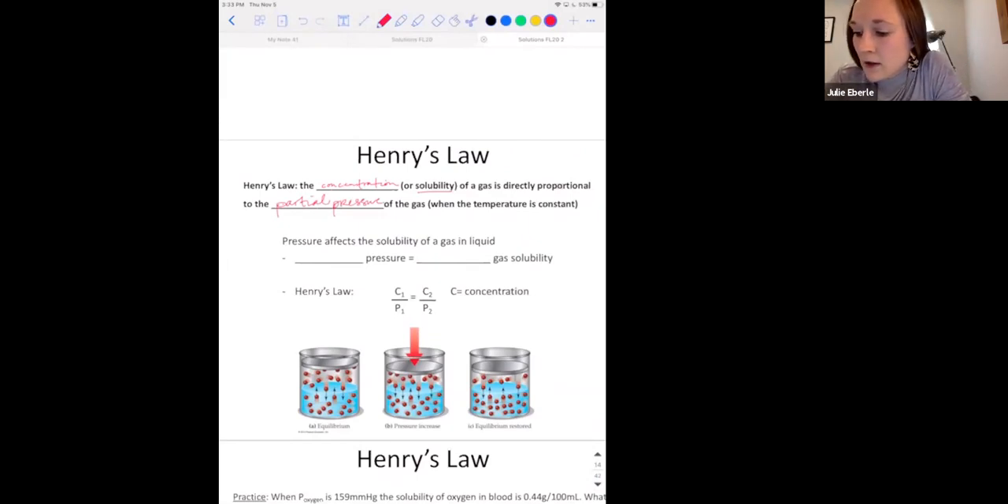So pressure essentially can affect solubility. Increasing pressure can increase the solubility of the gas. The more the pressure, the more gas that will be dissolved.